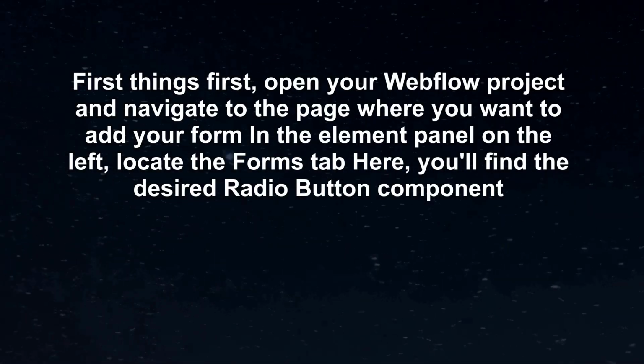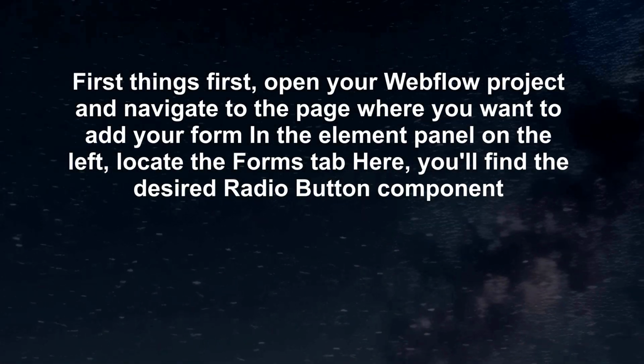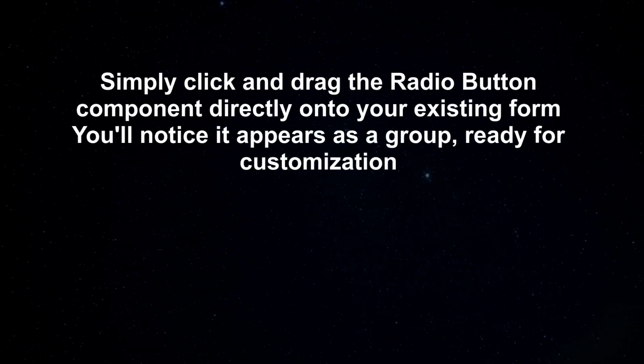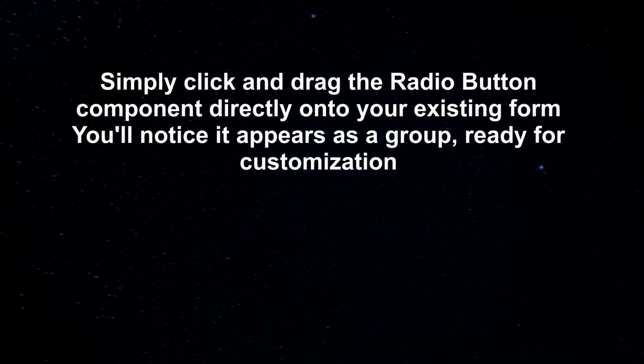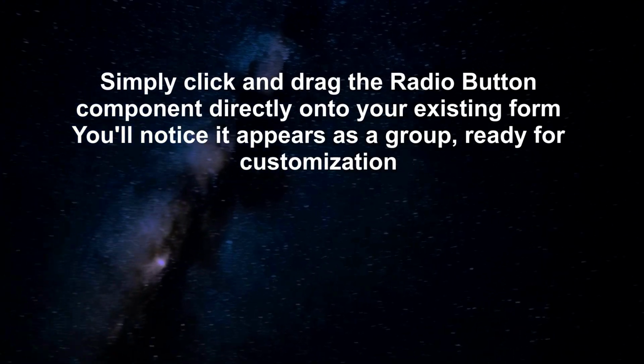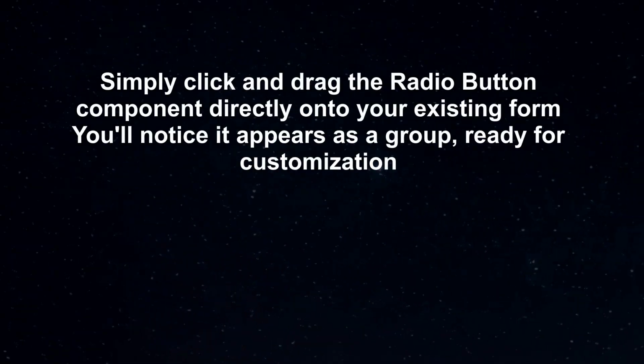the element panel on the left. Locate the Forms tab here. You'll find the desired radio button component. Simply click and drag the radio button component directly onto your existing form. You'll notice it appears as a group, ready for customization.